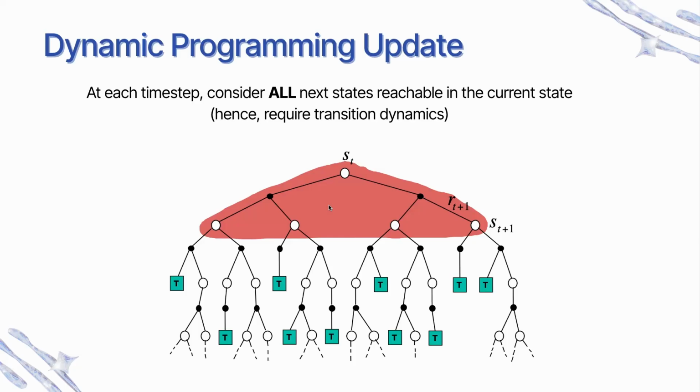Right. And so this is the dynamic programming update at each time step. You consider all the next states reachable from the current state. So here, this is the state. These are actions. These 4 are the next reachable states. You update all of it, right? Or you use all the information here to update your value for this state.